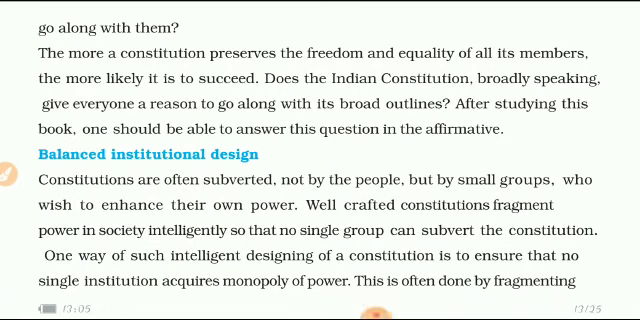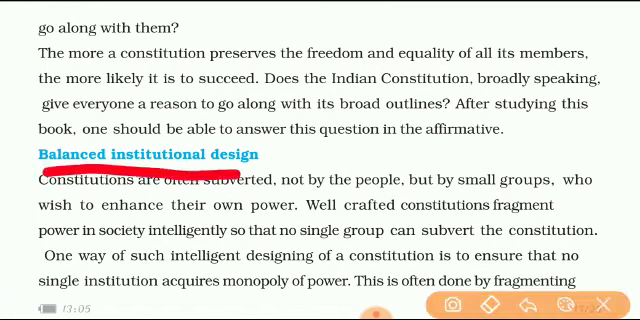In this video, I am going to teach you class 11th Political Science chapter number 1, that is Constitution: Why and How. In my last video, we had seen the mode of promulgation of a constitution, the various authorities of a constitution, and how a constitution becomes effective or ineffective. So here in this video we are going to study the balanced institutional design of a constitution. So let's start this topic directly.